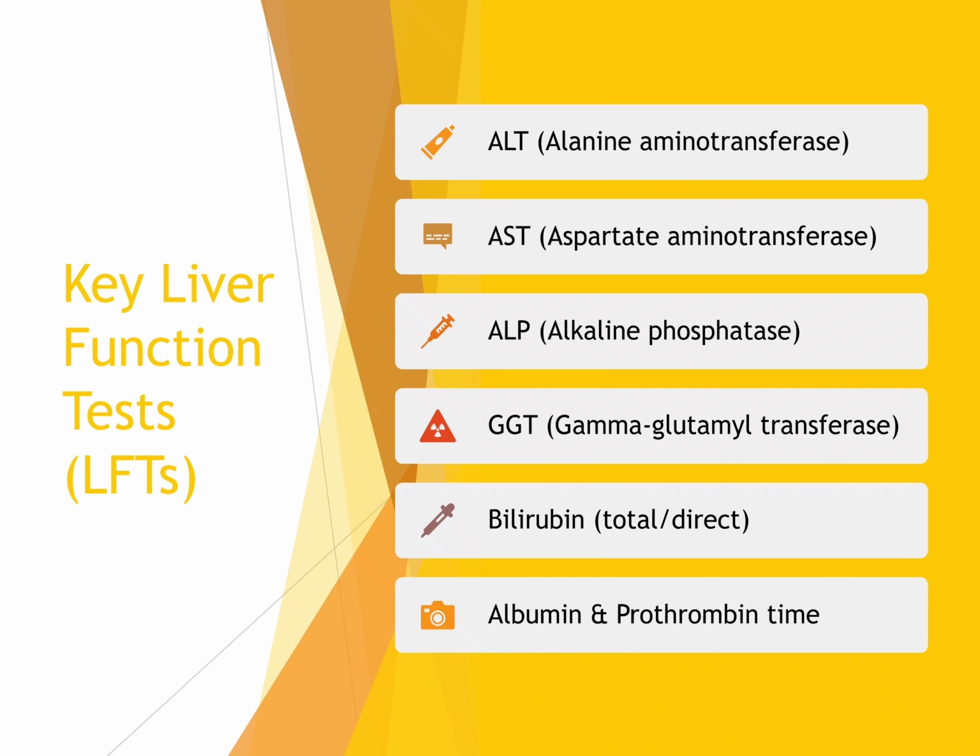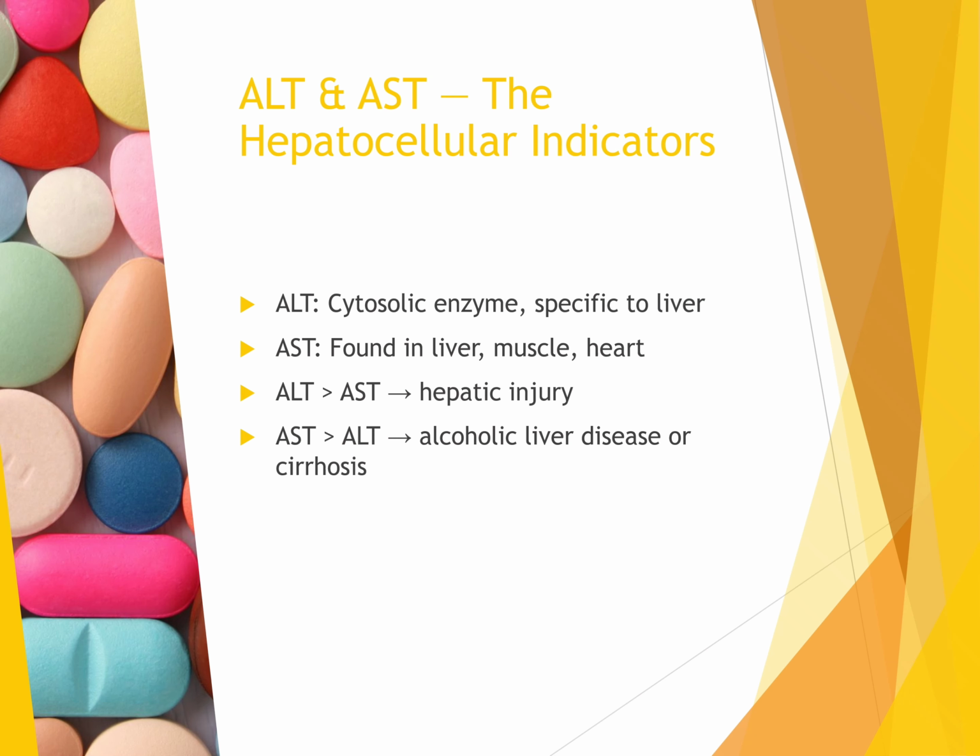Before we jump into diseases, let's recall the main lab markers. Each test tells a piece of the puzzle. Some reflect hepatocellular damage, others biliary obstruction, and a few show synthetic function. ALT and AST are our frontline enzymes. When hepatocytes rupture, these enzymes spill into the blood. ALT is more liver-specific, while AST can come from muscle or heart. So always consider the ratio.